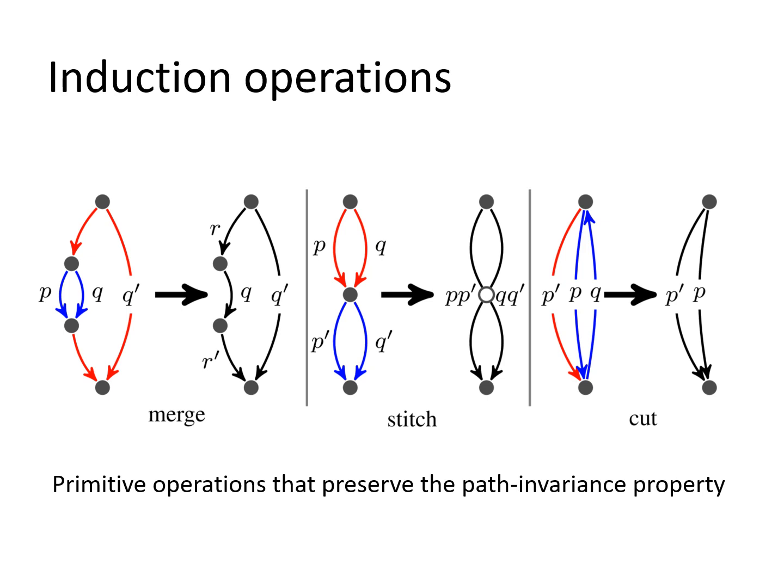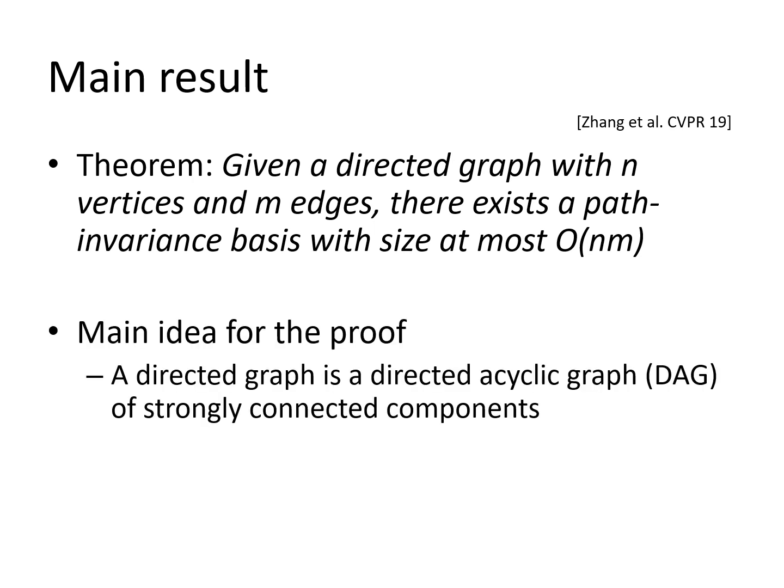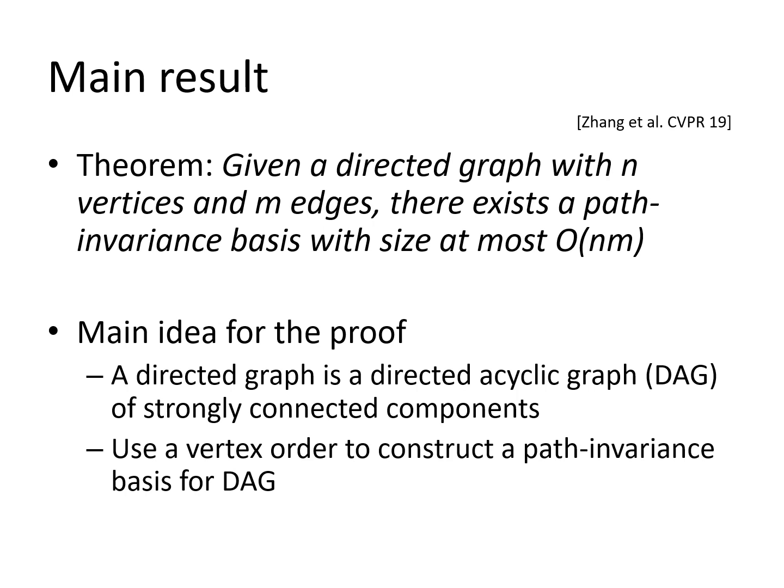Under those induction operations, the main result essentially says that given a directed graph with n vertices and m edges, there exists a path-invariant basis with size at most n times m. So it's a polynomial size. The proof essentially utilizes the fact that a directed graph is a cyclic graph of strongly connected components, and we can use a vertex order to construct a path-invariant basis for that. This also gives us a polynomial time algorithm for computing a path-invariant basis.